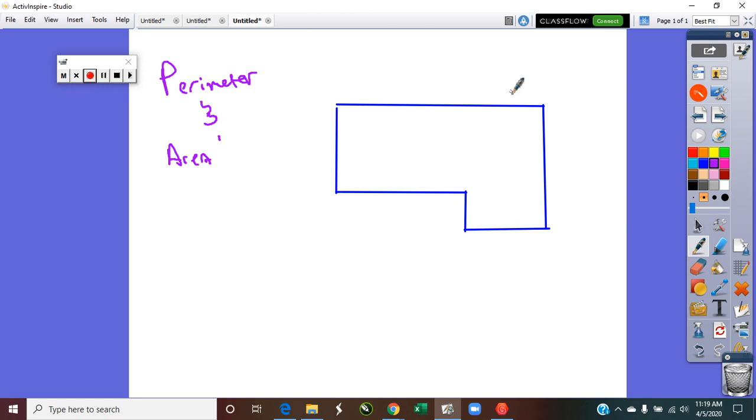Okay, so let's give this some dimensions. Let's say from here to here is 8 feet. Let's say from here to here is 4 feet. Let's say from here to here is 5 feet. And let's say this is 2 feet. Okay, so we're going to be able to use what we have here to find these missing dimensions, can't we?